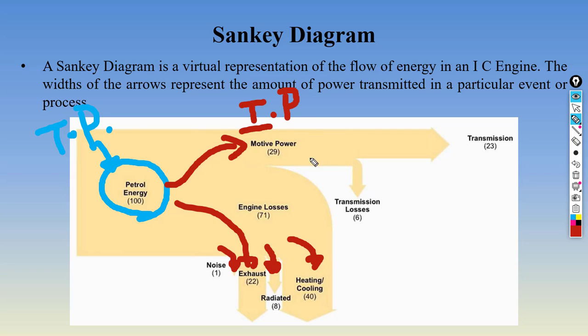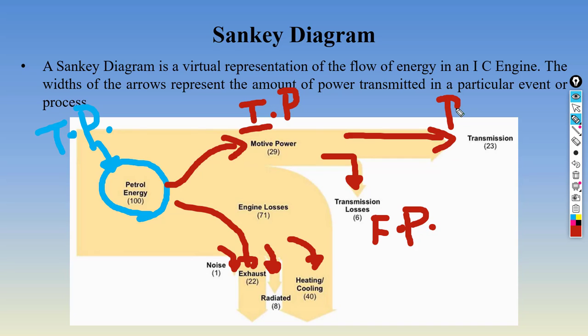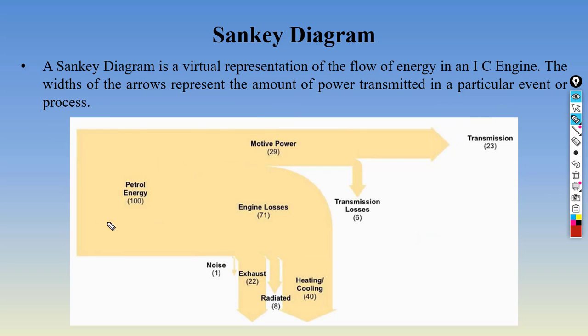Out of this indicated power, again there are some frictional losses, that is your transmission losses, which is your frictional power. And the remaining final output power of the engine is your brake power. So all the things that I explained to you are explained in a simple diagram. Every engine has its own Sankey diagram. Through this Sankey diagram you can calculate the efficiency of the engine.